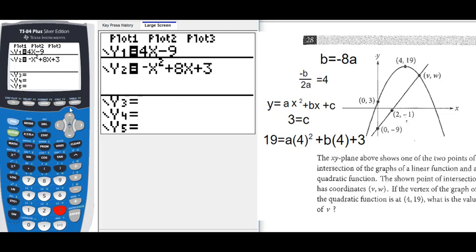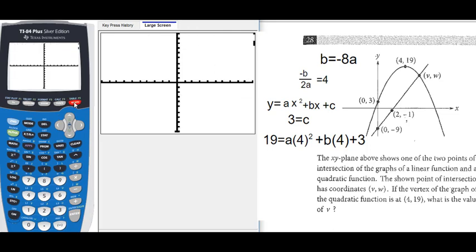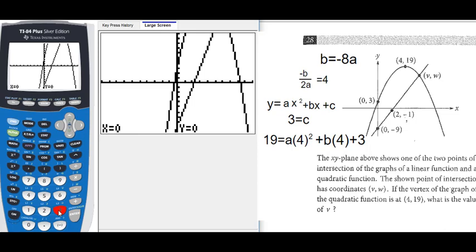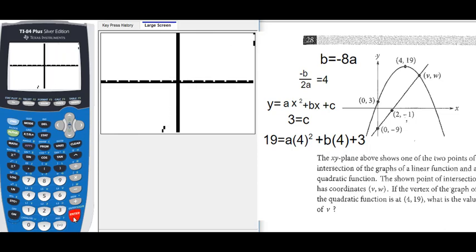I want to get the intersection, so I graph first. Make sure for this window you could see the intersection. If you cannot see the intersection, you go to zoom, then zoom out, put the 3, then enter. Yeah, you see here's the intersection now.